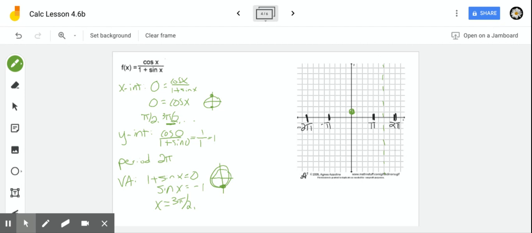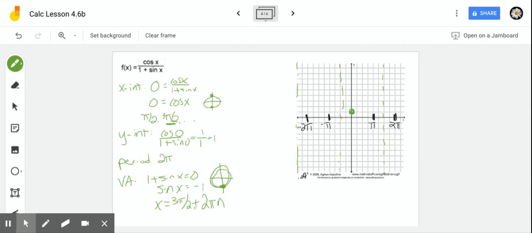And then the other asymptote is going to be at -pi over 2. And then the other one's going to be way down here, because this is a periodic function. So it's going to be the same thing over and over. So our vertical asymptotes are 3 pi over 2, plus they happen every 2 pi n.